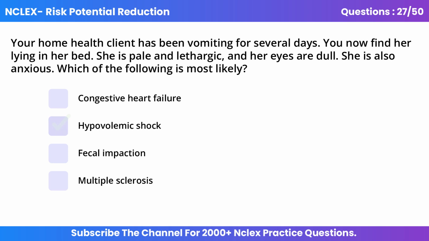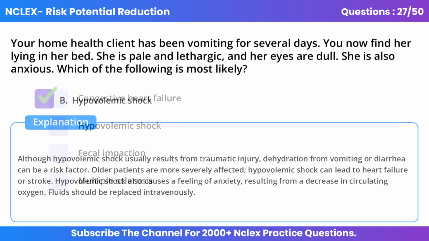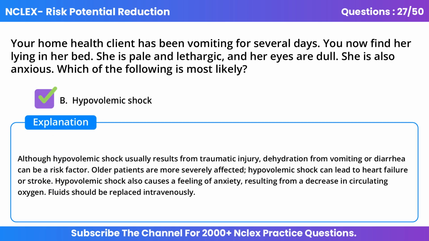B. Hypovolemic shock. Although hypovolemic shock usually results from traumatic injury, dehydration from vomiting or diarrhea can be a risk factor. Older patients are more severely affected. Hypovolemic shock can lead to heart failure or stroke. Hypovolemic shock also causes a feeling of anxiety, resulting from a decrease in circulating oxygen. Fluids should be replaced intravenously.